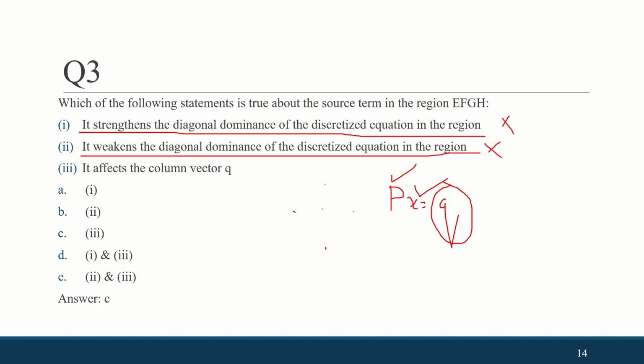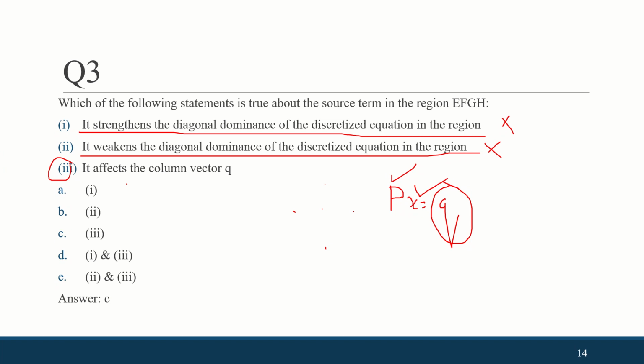This particular source term is not doing anything in favor or against the diagonal dominance of this discretized equation. Rather, this term is a constant and it is behaving rightly so as a constant by affecting only the column vector q, where the equations are in the form of Px is equal to q. So the answer is option 3 is the only right option given here.